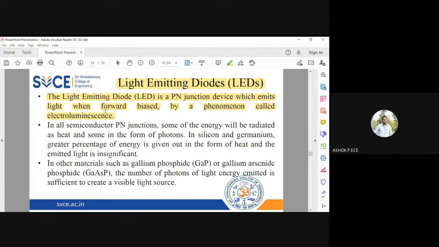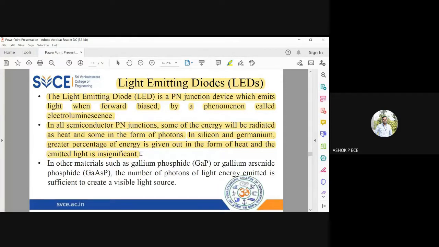Electroluminescence means the process of conversion of electrical energy in the form of voltage or current into light. In all semiconductor PN junction diodes, some of the energy will be radiated in the form of heat and some will be released in the form of photons. In silicon and germanium, most of the energy is given out in the form of heat and the emitted light is absent, because only when you have direct band gap materials, you have light emission happening.